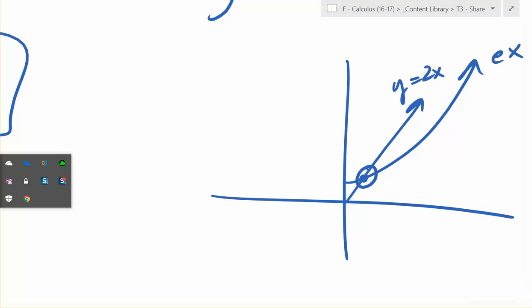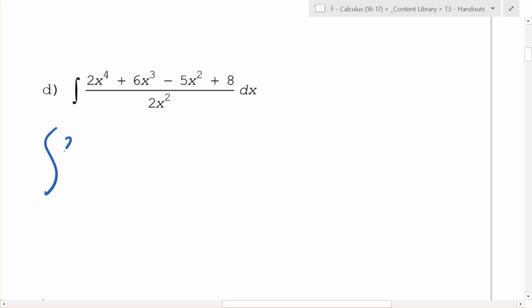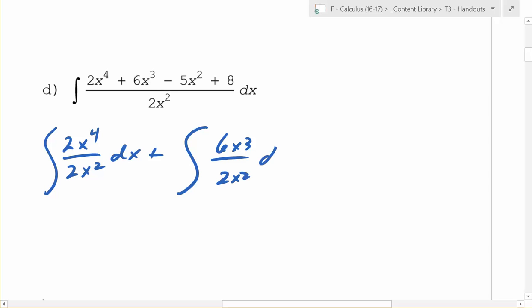So let's take a look at those homework questions. Break it into 4 fractions, and what do you get? The integral of 2x to the 4th over 2x squared dx plus the integral of 6x cubed over 2x squared dx minus the integral of 5x squared over 2x squared dx plus what?